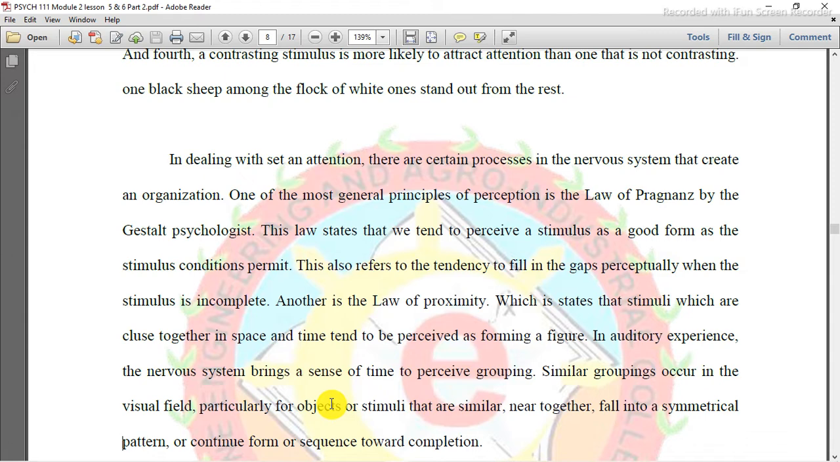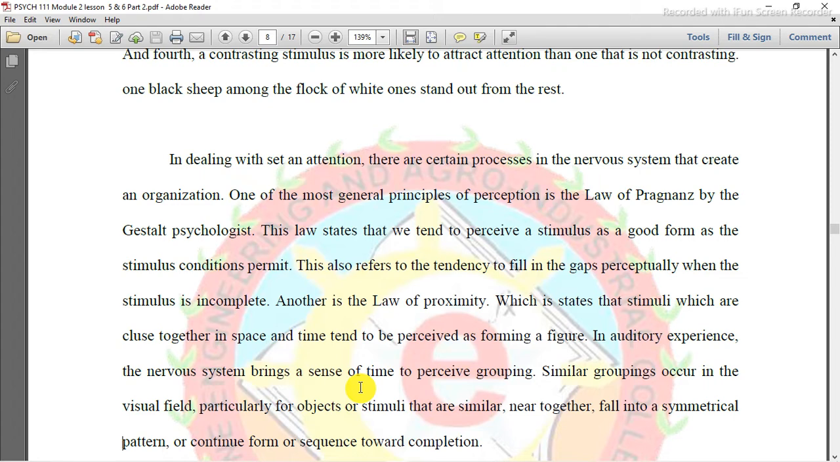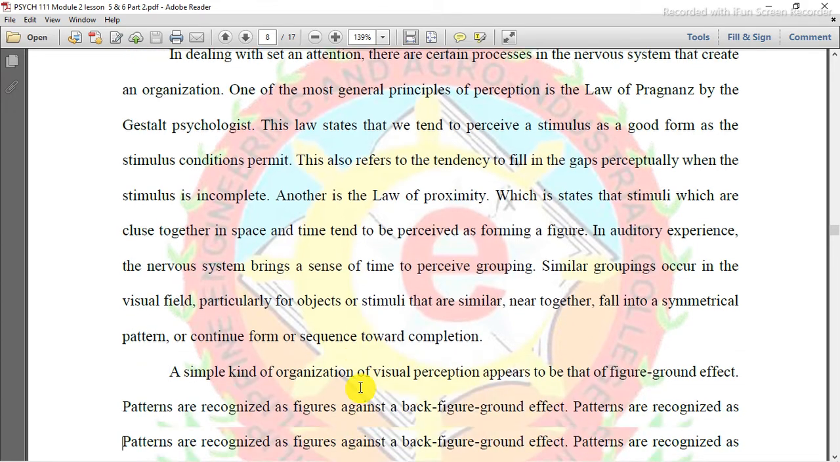Similar groupings occur in the visual field of object stimuli that are similar and near together. So, sabi na rin dito din, yung may mga object din, no, na malapit sa'yo, yun yung mapapansin mo talaga. Okay? Fall into symmetric pattern or continuous form of sequence toward completion. So, may mga ganito, yung mga linear, no, nakalinya talaga, mas mapapansin mo, wow, nakalinya. Plastado, kumbaga, nakapwesto. Yun, may mga ganun din na mga groupings. Mas nakikita natin sila, okay?